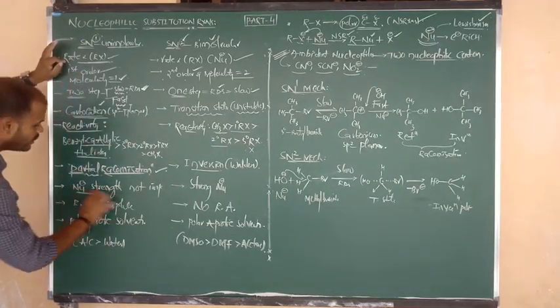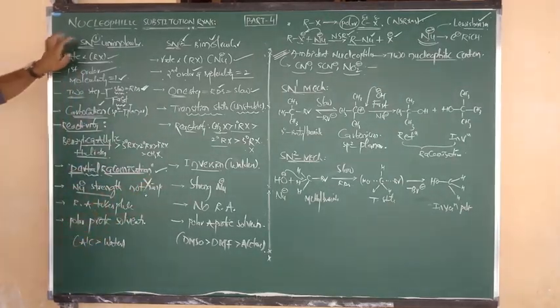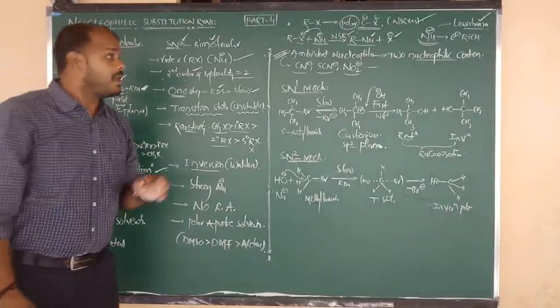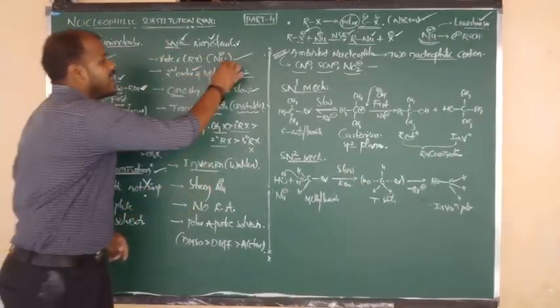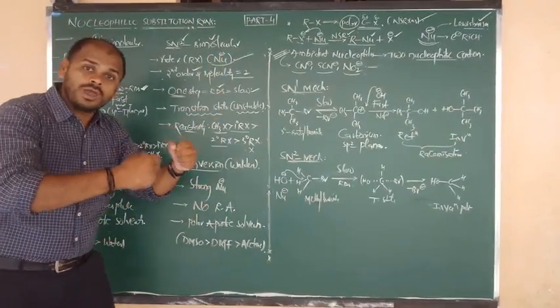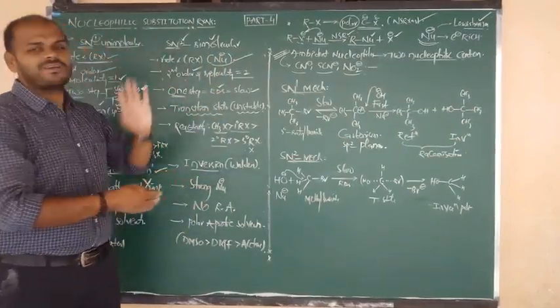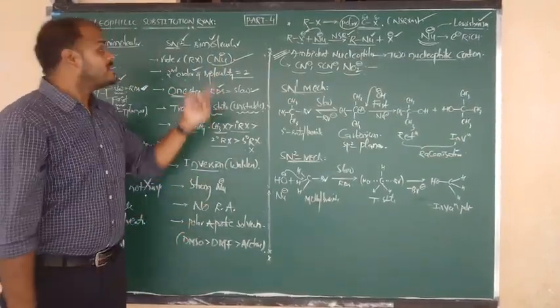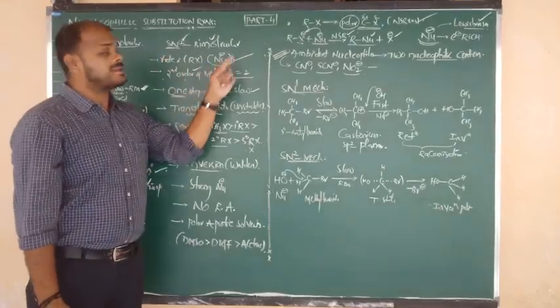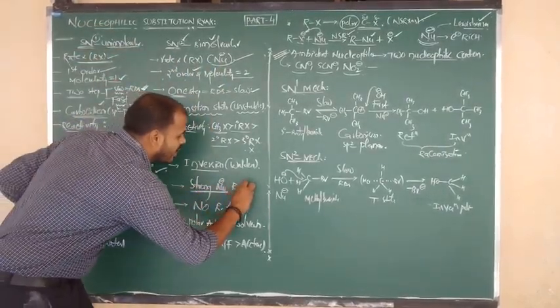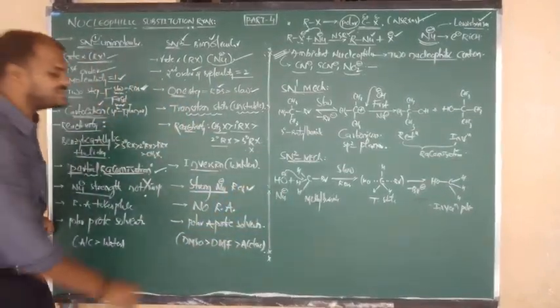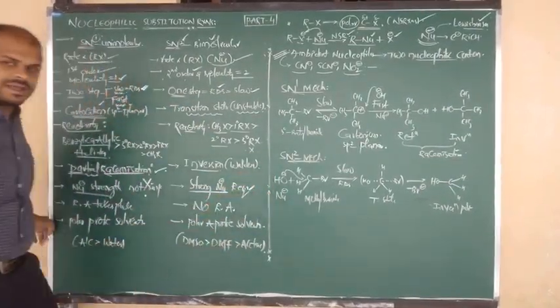That means nucleophile strength is not important in SN1 reaction. But in SN2 reaction, rate depends on nucleophile. That means as the concentration of nucleophile is increased, the rate of reaction can increase. So rate will depend on the concentration of nucleophile, meaning strong nucleophiles are required. Strong nucleophiles are required. Okay na beta?